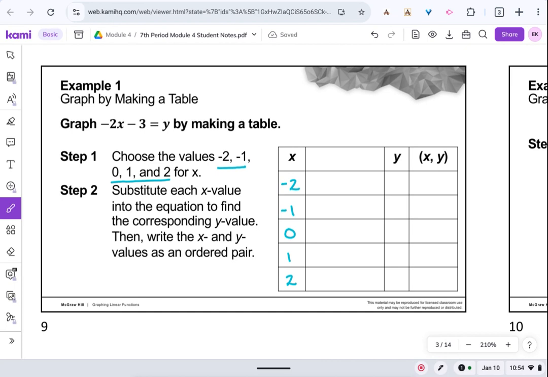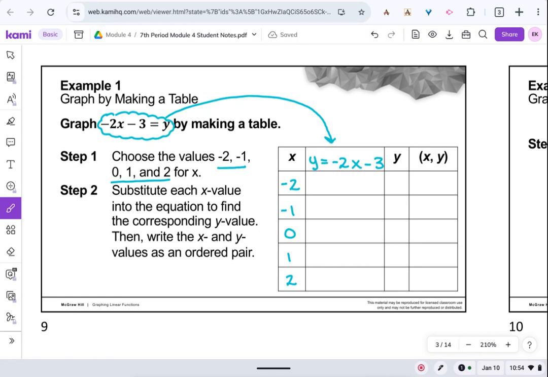Then we're going to substitute each x value into the equation to find the corresponding y value. So that's part 1. Then we're going to write our ordered pairs. Here's our equation that we're going to be using. I'm going to rewrite it slightly differently so that it's y equals in the middle part of our table. This is where our equation goes every time, and I'm just flipping around the order, saying y equals -2x minus 3.